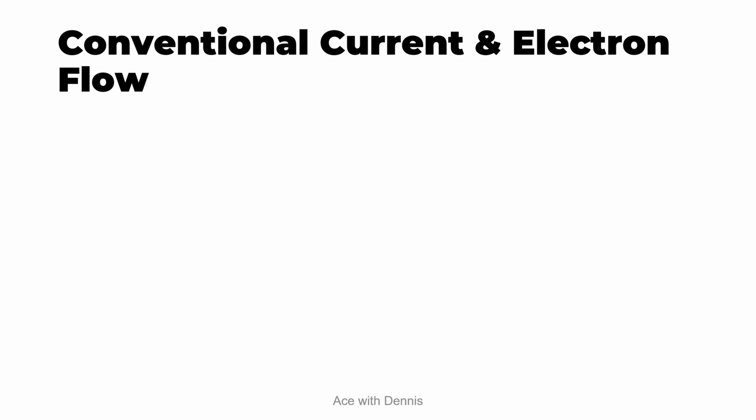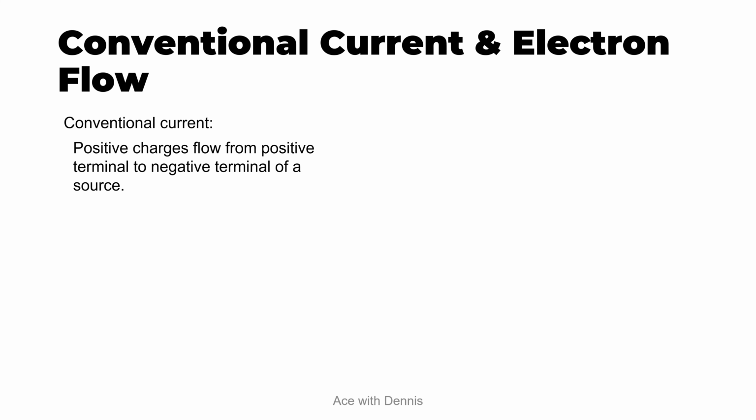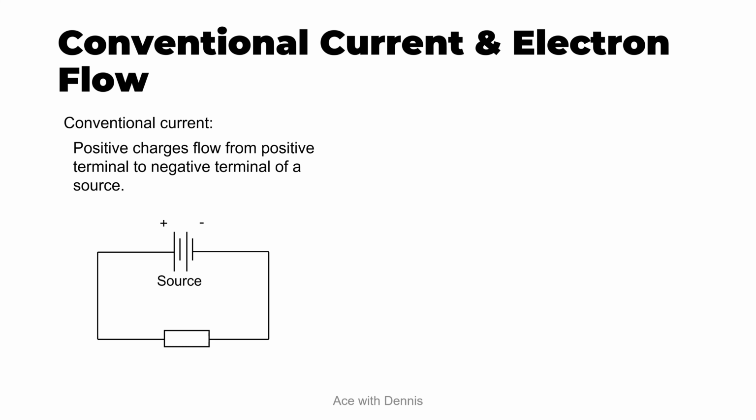Conventional current and electron flow. In the previous lesson, we have discussed conventional current. In conventional current, positive charges flow from the positive terminal to the negative terminal of a source. So this diagram explains how conventional current flows. This is the positive terminal and this is the negative terminal of the source. The source is connected to the load. The current flows out from the positive terminal of the source, flows into the load, and then goes out from the load, flowing back towards the negative terminal of the source.